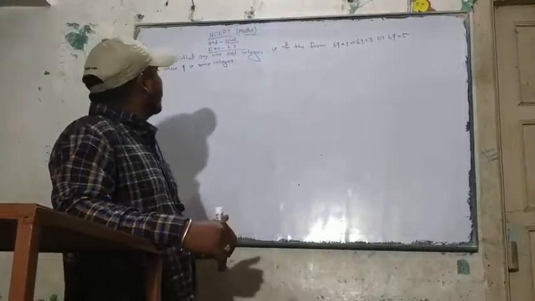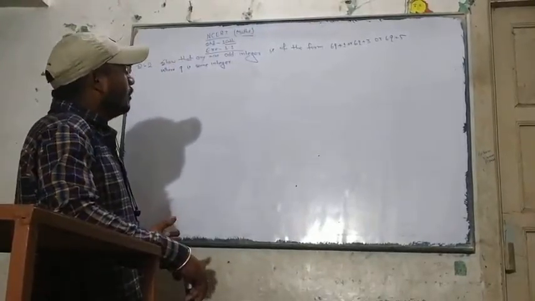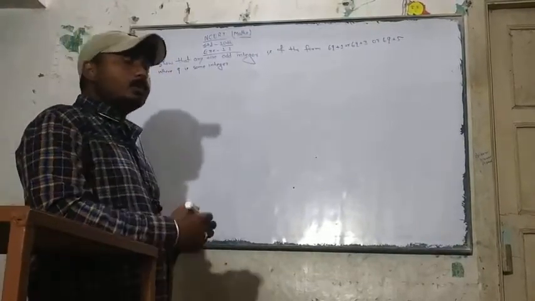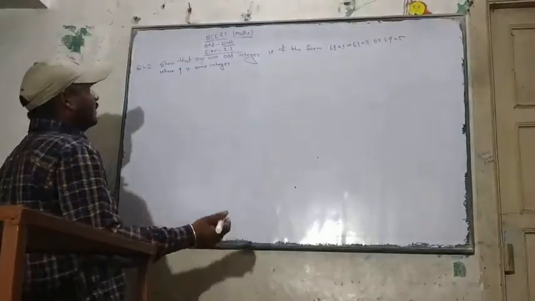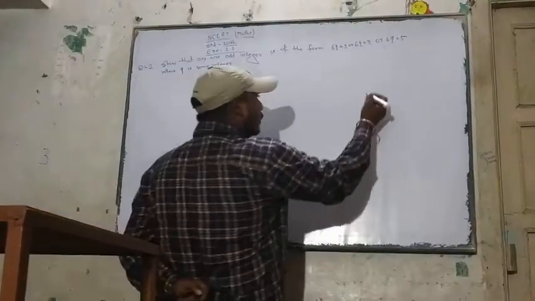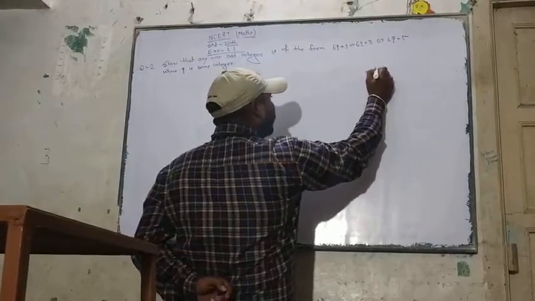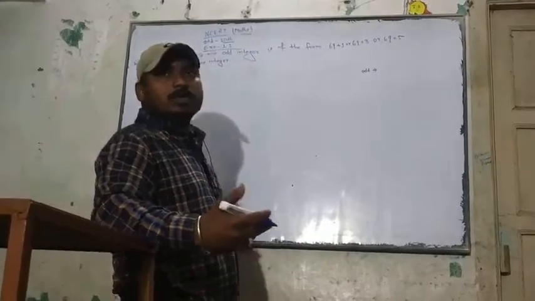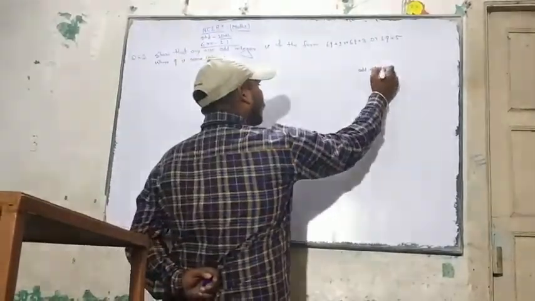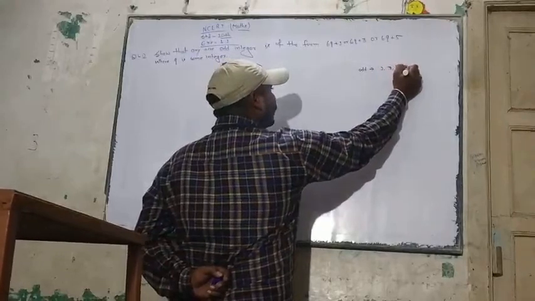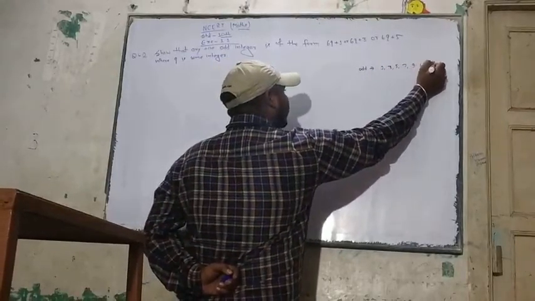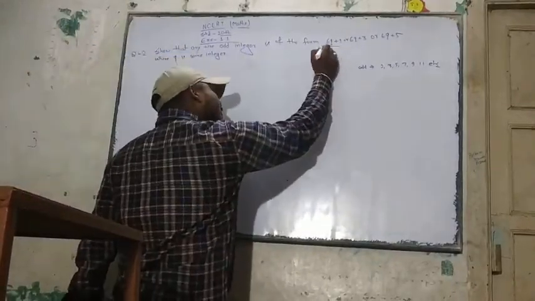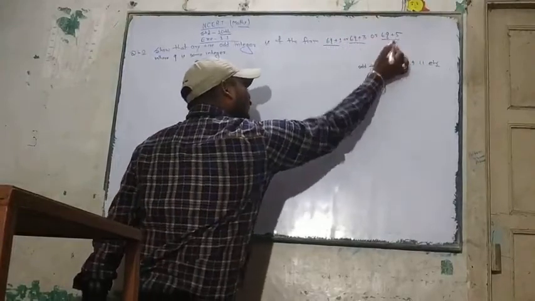The question is: show that any positive odd integer is of the form 6q plus 1, or 6q plus 3, or 6q plus 5, where q is some integer. Understood? So we have to prove that any positive odd integer is of this form. Do you know what odd integers are? A number that is not completely divisible by 2 is known as an odd integer, just like 1, 3, 5, 7, 9, 11. Yes or no? So we have to prove that its number is written in the form 6q plus 1, 6q plus 3 or 6q plus 5.